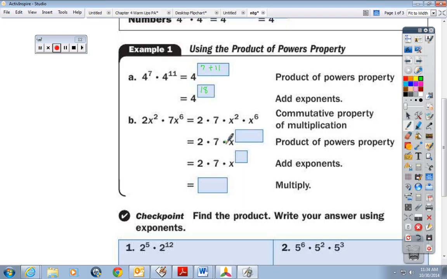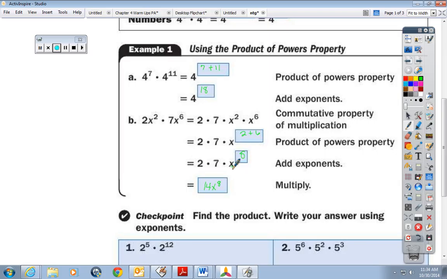How many x's do we have? We have 2 x's here, and we have 6 x's here. So we're taking 2 times 7 times x to the 8. Can we simplify 2 times 7? Yes, it's 14, and then we have x to the 8. Can we evaluate that? No, because we don't know what x is.